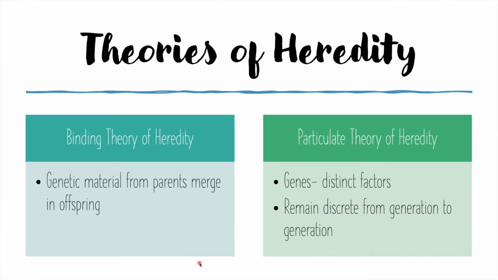First, let's talk about the theories of heredity. The blending theory of heredity states that genetic material from each parent merges in the offspring, so the offspring's characteristics are an intermediate between the two parents. The particulate theory of heredity was Mendel's theory. Gregor Mendel was a scientist who made major milestones in the field of genetics and, in fact, is often called the founder of genetics. This theory states that parents transfer individual inheritable particles or genes that stay distinct factors from one generation to the next.